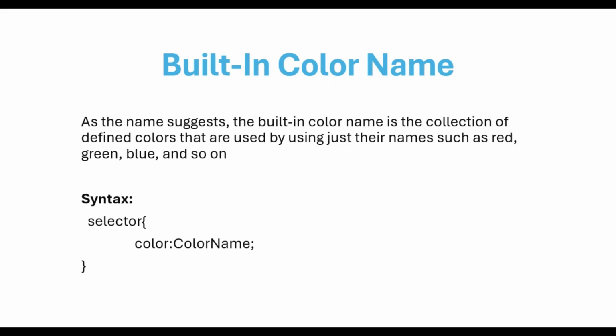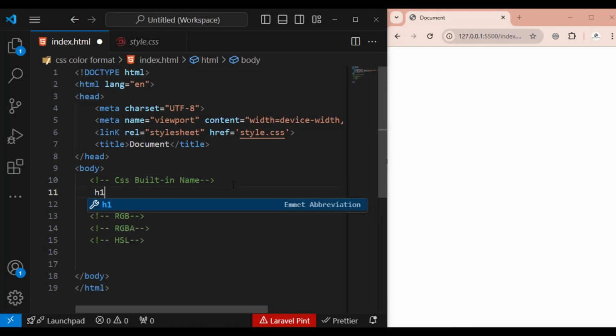This was covered in a previous lecture with CSS types, but here you'll learn how to use it with the CSS format value. The built-in color names allow us to use color names directly as values with CSS properties. Let's take a look at an example.